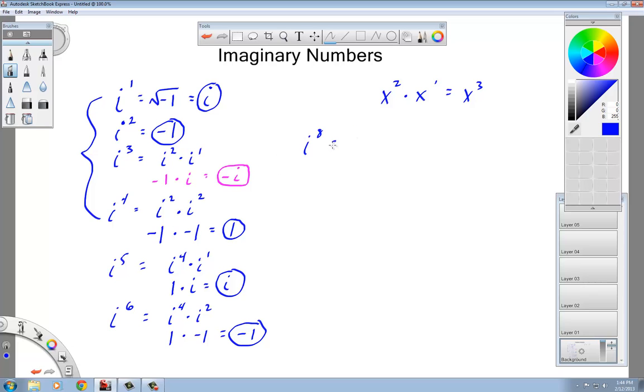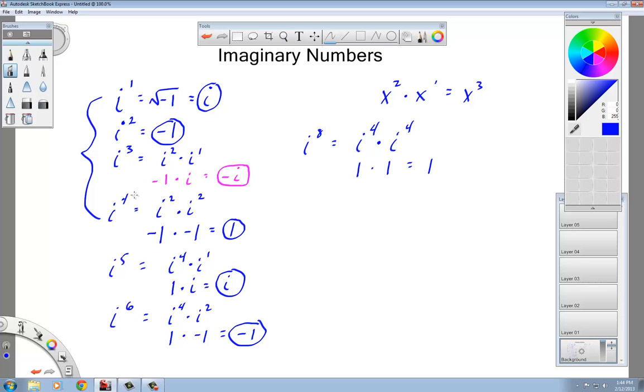If we had to check it, i to the 8th is i to the 4th times i to the 4th. And i to the 4th, what was that equal to again? 1. Good. 1 times 1 is 1. So i to the 8th and i to the 4th are the same thing.